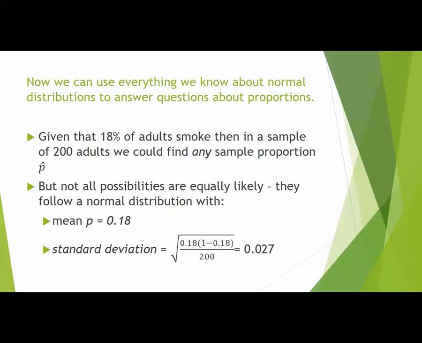So given that 18% of adults smoke, then in a sample of 200 adults we could find any sample proportion, but they're not all equally likely. They follow a normal distribution with mean P, 0.18, standard deviation, square root of 0.18 times 1 minus 0.18 over 200, or 0.027. So if we knew that the population proportion was 0.18, then we could say what could happen when we take a sample of 200 adults. Sure, any proportion could come up, but they're going to follow a normal distribution.